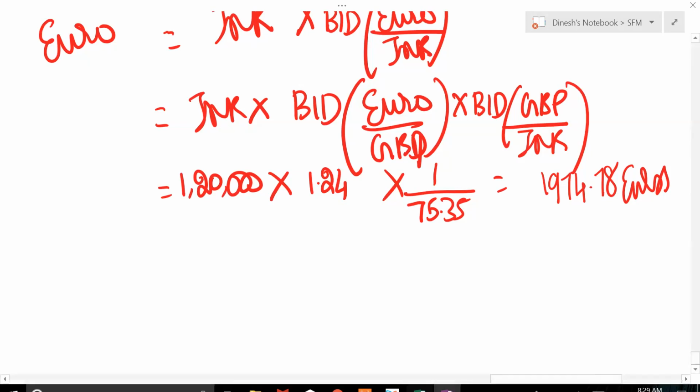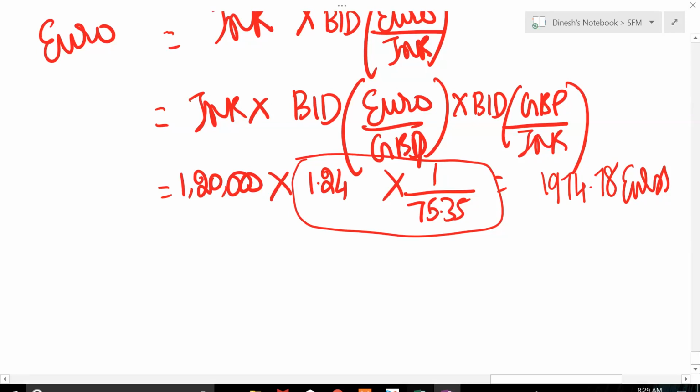So I have linked it here. What practically I'll do is I'll take 1,20,000. With 1,20,000 I'll buy GBP first. With GBP I'll buy euros. If you do it in that process, you will get 1974.78 euros.